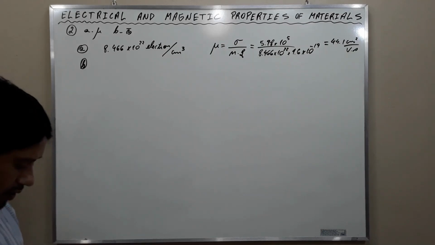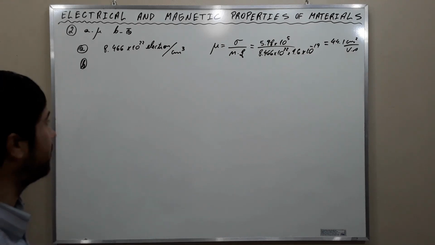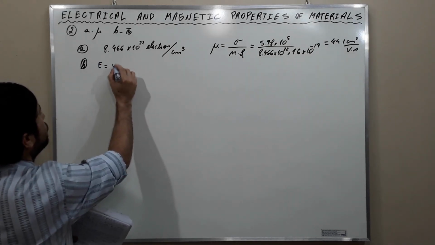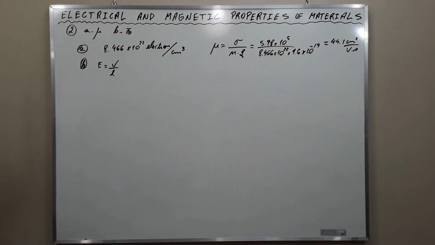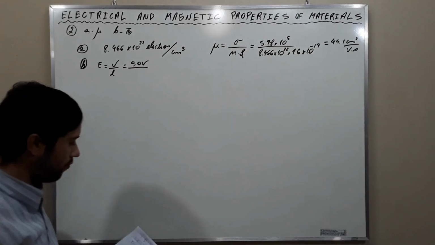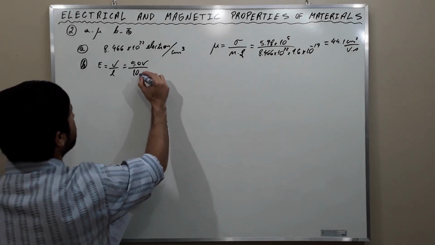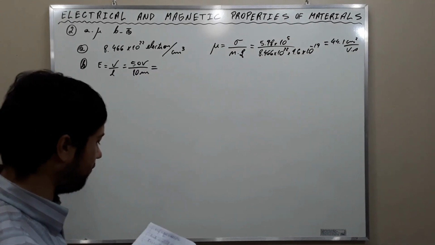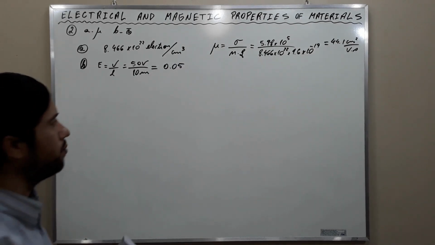We're going to use the expression of electrical field intensity. E is equal to V over L. Alright? And the exercise says that a voltage of 50 volts is applied over a wire of length equal to 10 meters, and this gives a value of 0.05 volts per centimeter.